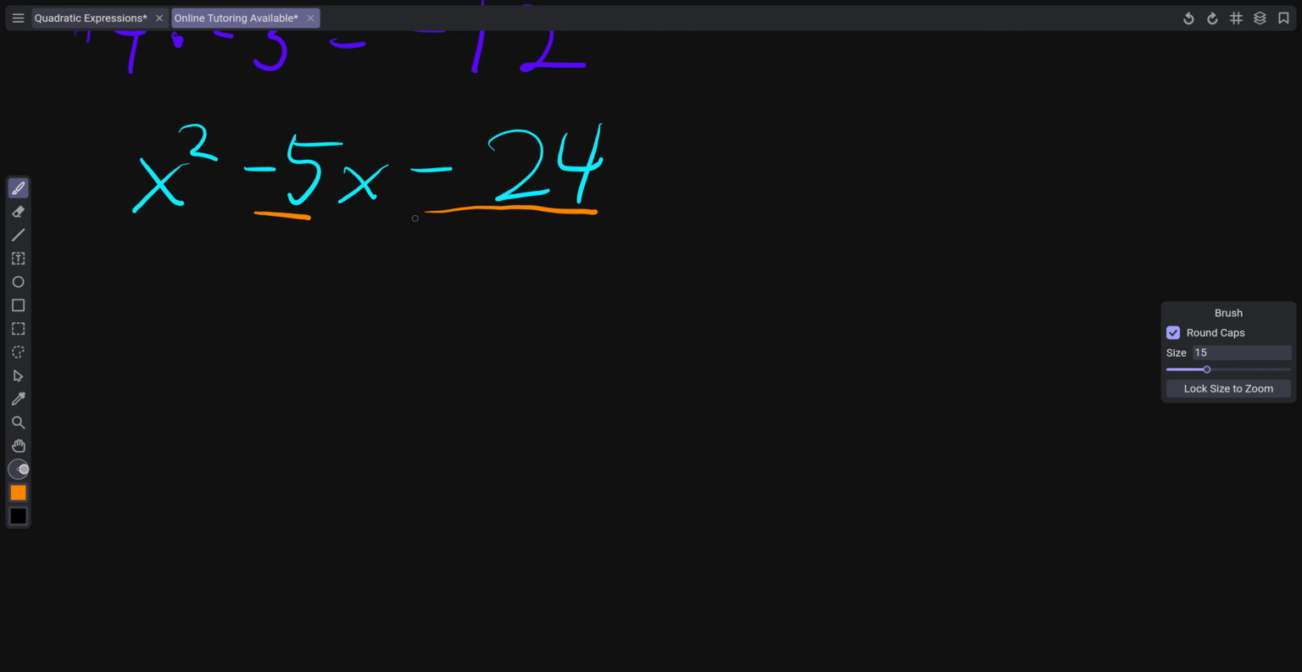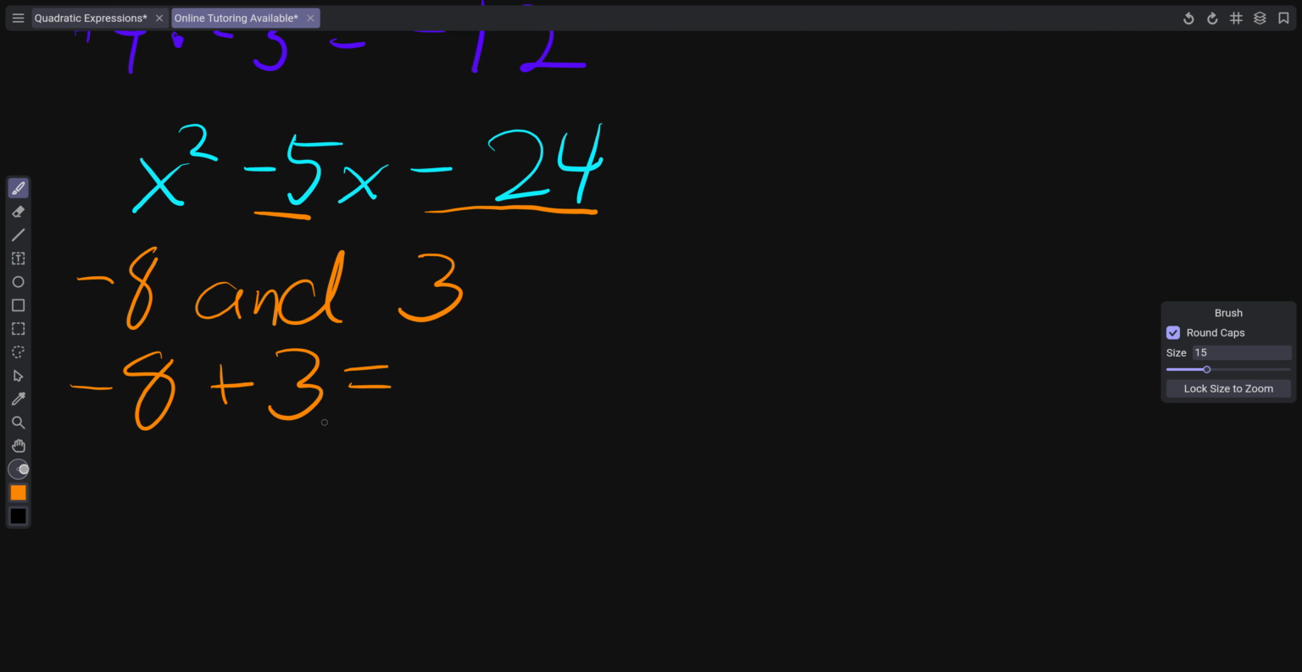Well, I know that two factors of 24 are 6 and, no, actually, two factors of 24 are 8 and 3. These are the factors that we can use here. So if we use them, say if we had negative 8 and 3, if we add these, so we take a negative 8 and we add 3 to it, this is going to give us negative 5.